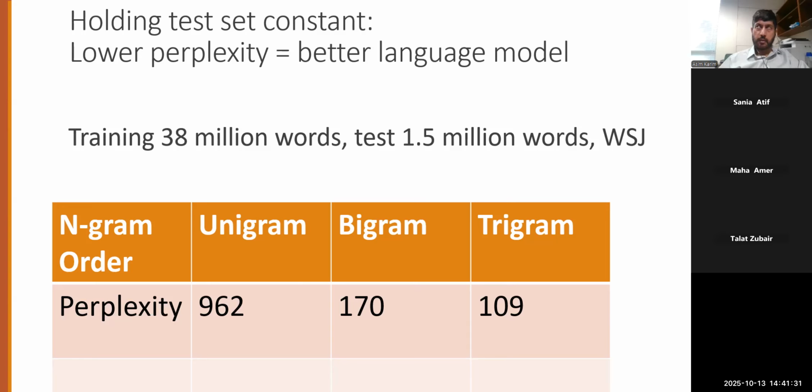ट्राईग्राम 109. ठीक है. So as the model length is increasing, unigram, bigram, trigram, आपकी perplexity कम हो रही है. Of course, we have trained on the Wall Street Journal and we also tested on some holdout corpus of the Wall Street Journal. ठीक है. So this also shows that a higher order language model is a better language model in general, as long as you are testing on the same type of data. ठीक है. परप्लेक्सिटी उसकी कम हो रही है.